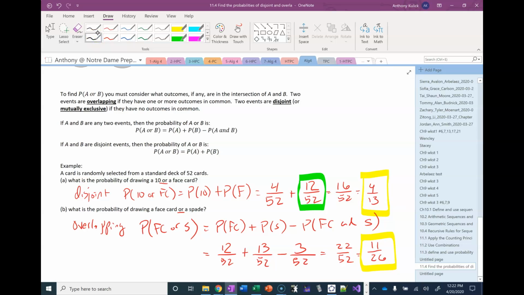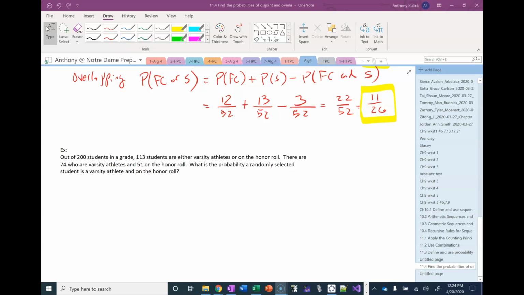Okay. Let's look at another example that involves a situation that isn't cards. So I'll type that up here in a second. So another example here. It says, out of 200 students in a grade, 113 students are either varsity athletes or on the honor roll. There are 74 who are varsity athletes and 51 on the honor roll. What is the probability a randomly selected student is a varsity athlete and on the honor roll?